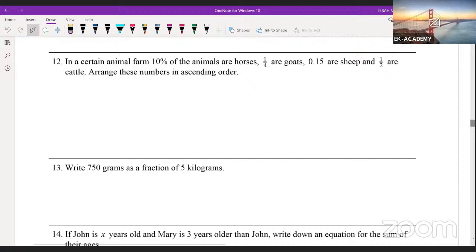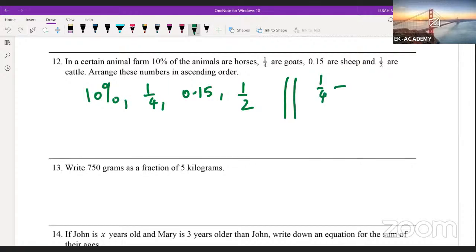Question number 12. In a certain animal farm, 10% of the animals are horses, 1/4 are goats, 0.15 are sheep, and 1/2 are cattle. Arrange these numbers in ascending order. So we have 10%, we have 1/4, you have 0.15, you have 1/2. To arrange them in ascending order, maybe you can convert them to uniform numbers. So 1/4 is 25%, 0.15 is 15%, and a half is 50%.